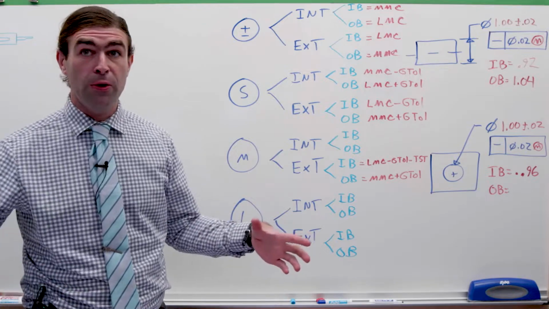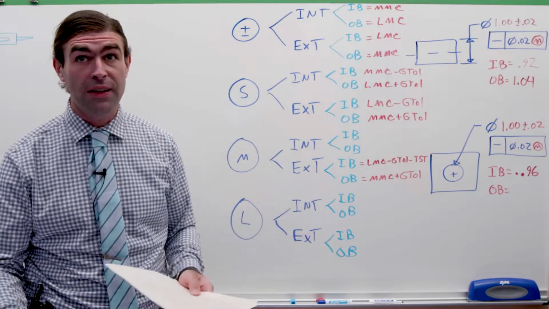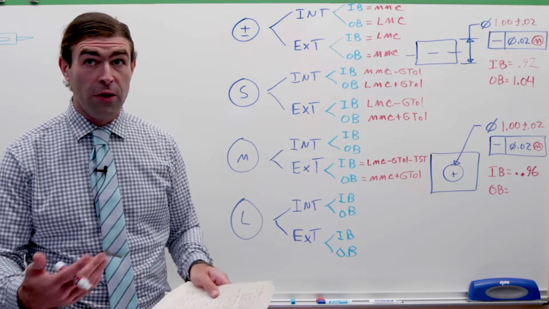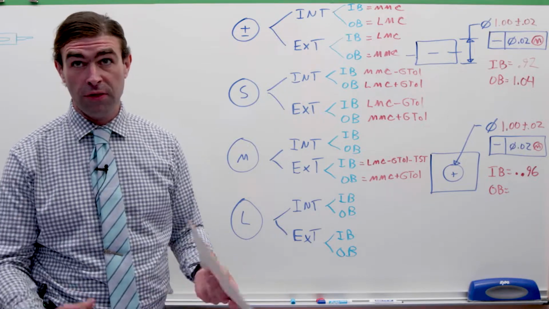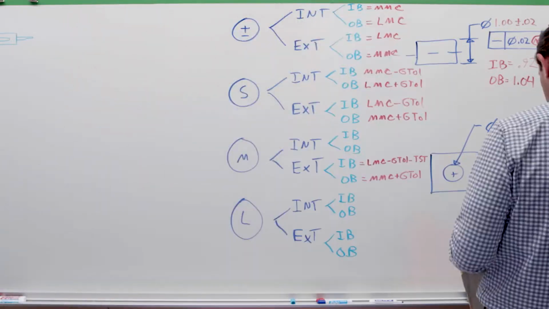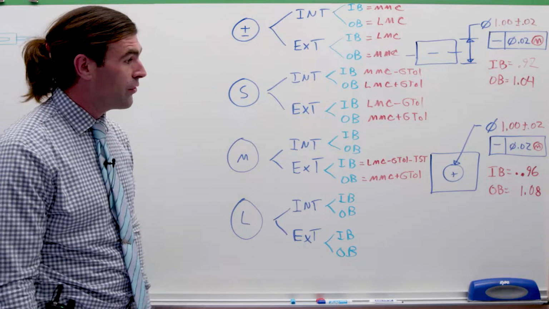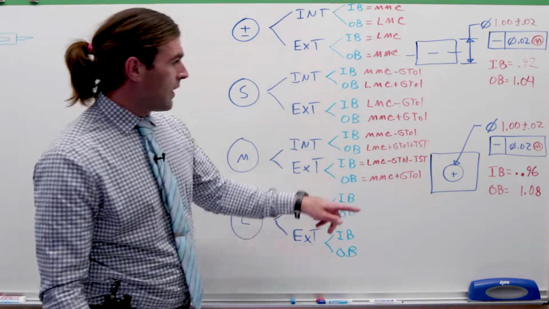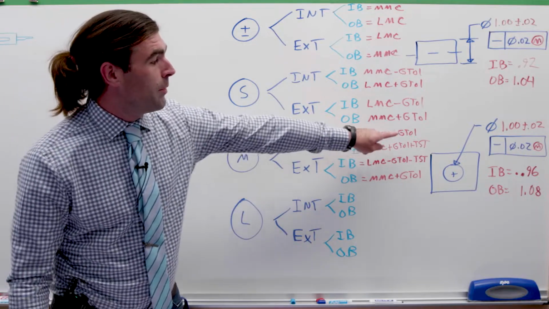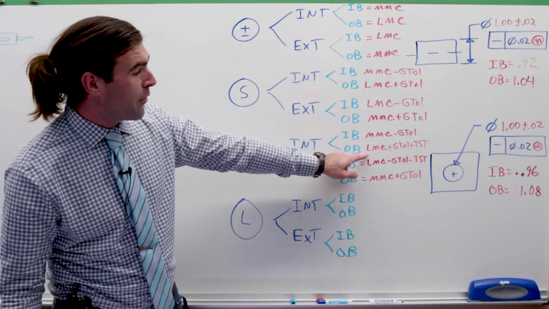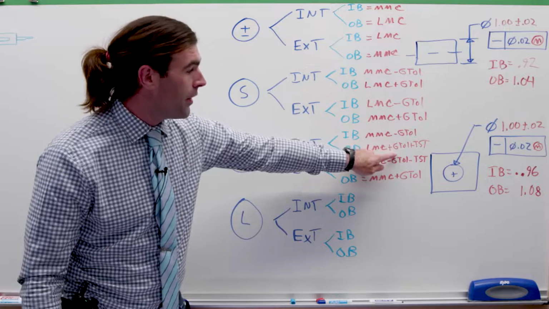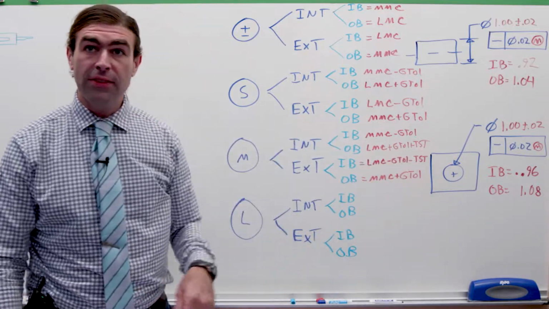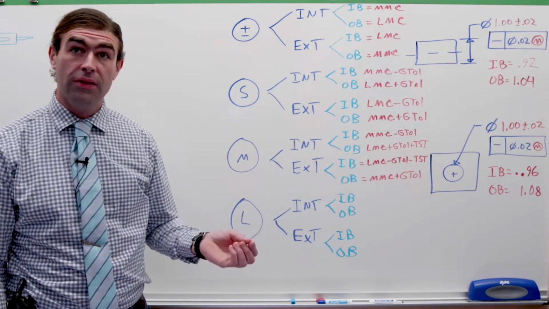So the outer boundary can grow, and that's what the MMC does. It allows the hole to get larger and still pass an inspection for things like clearance holes. So written over here in equation form, the inner boundary of the hole is the MMC minus the geometric tolerance. The outer boundary is the LMC plus the geometric tolerance plus the total size tolerance.